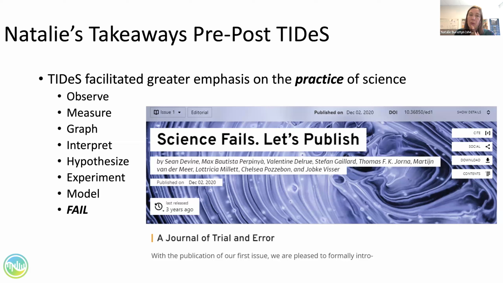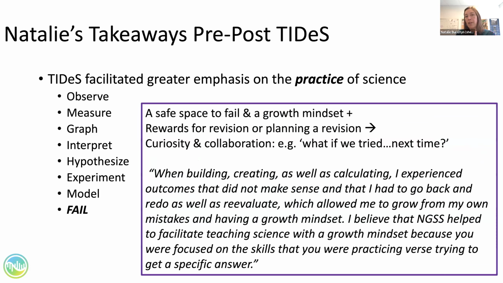But a big part that we don't tend to emphasize in the traditional classroom is failure. And failure is how we learn as scientists, yet it often doesn't get published and it's often glossed over in teaching. But in my classroom, failure was a critical part of the TIDES curriculum. It was a safe place to fail. And on day one, we introduced the growth mindset that learning from revision is how we learn. If you already know it, then you have nothing to learn. So I rewarded them for revising or planning a revision.